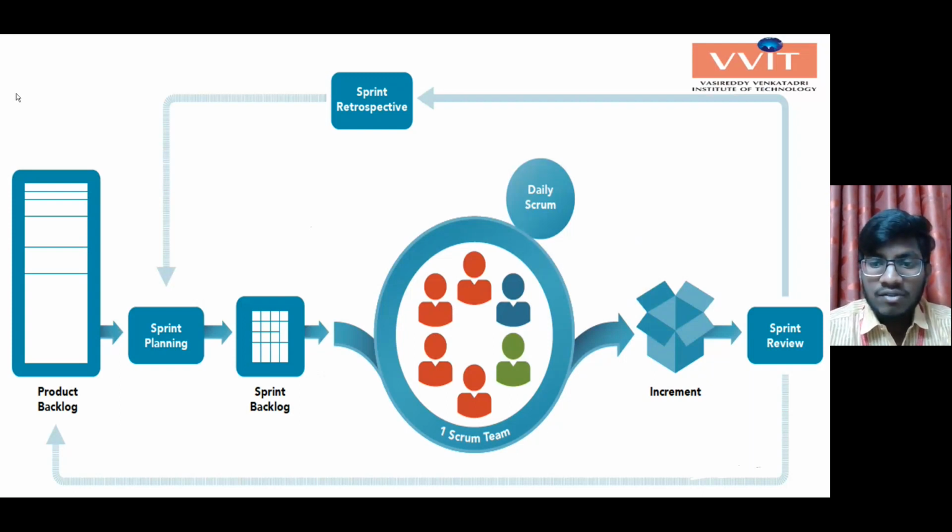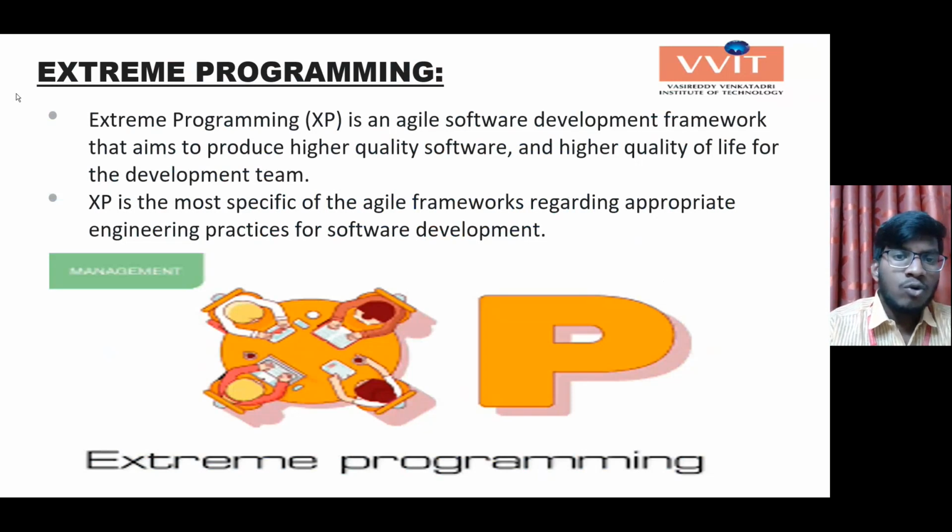And if any changes or any errors have occurred in this review, they are going to be evaluated again from the beginning, that is nothing but either product backlog or sprint planning. So in this way the Scrum process is going to be done between the employees in the company.